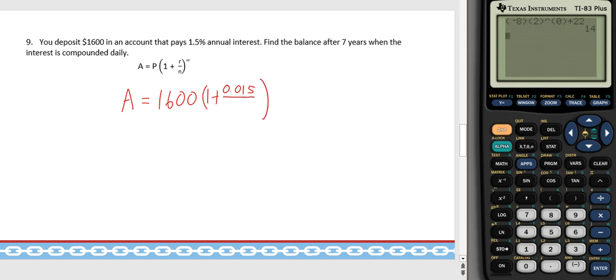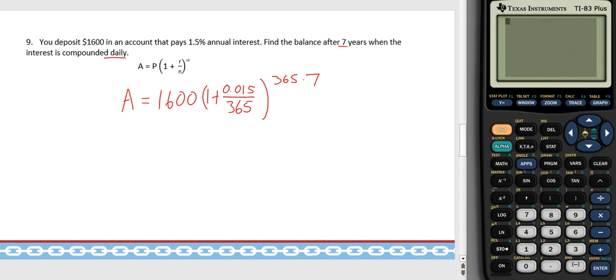And then the n value is how often it is compounded. They tell us here it's compounded daily, so that's 365. And then our exponent is n, which is the 365 again, times t, which would be the 7 years. Right, so that's the problem we are trying to solve.